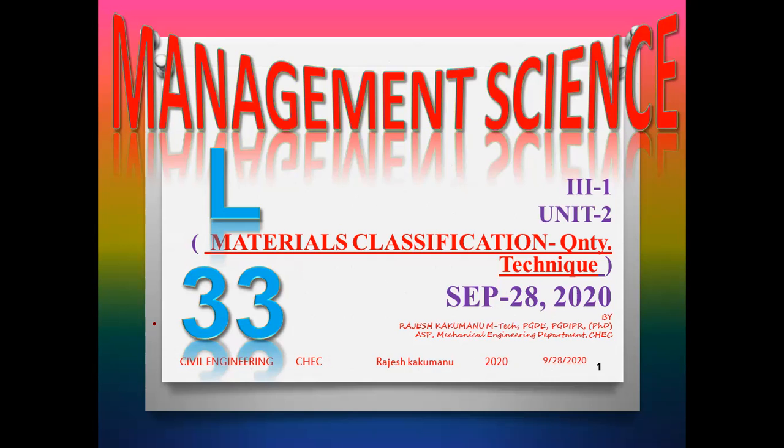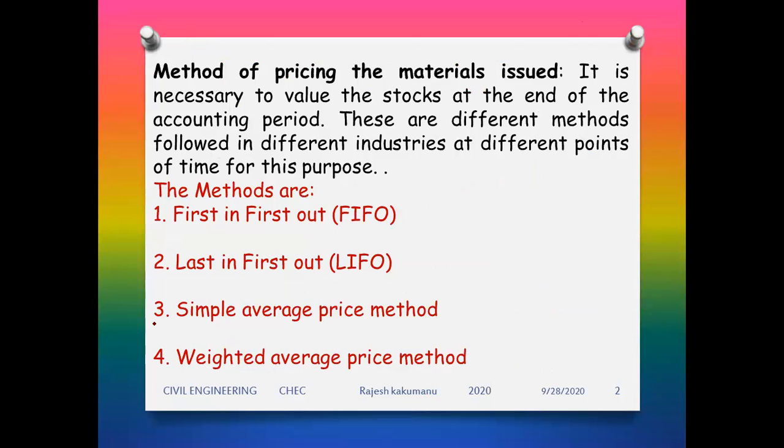In the last class we discussed economic order quantity: what is the meaning of economic order quantity, and how to balance the carrying cost and the ordering cost, and what will be the difference between the two costs. Also we have discussed some of the problems, and how to solve an economic order quantity problem.